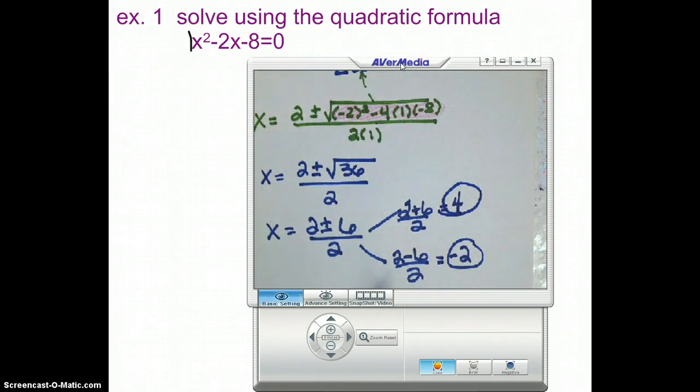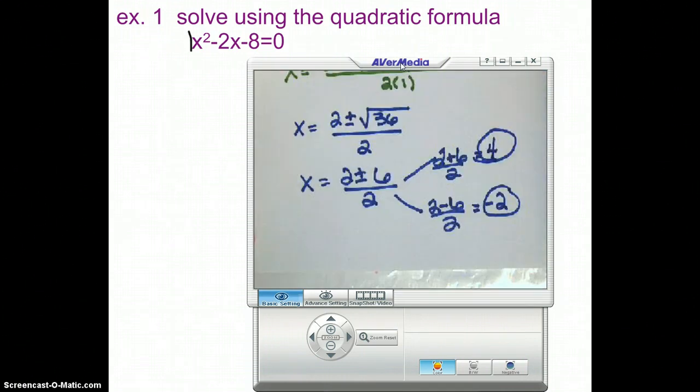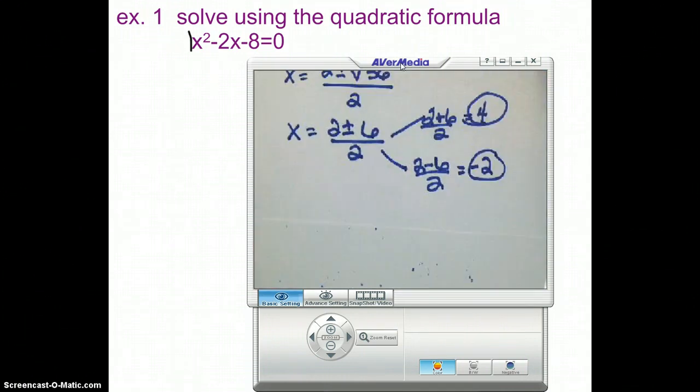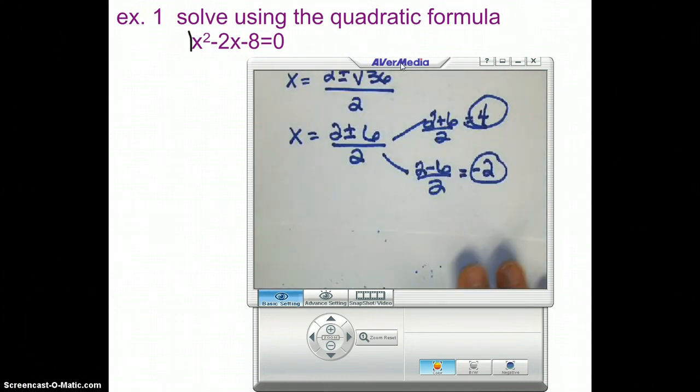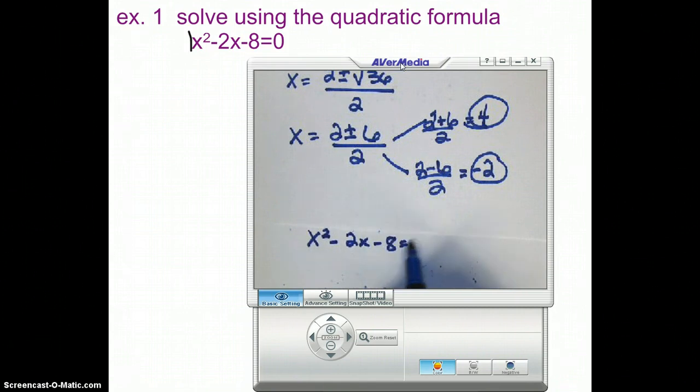So if I want to go through and actually deal with that answer, I'm going to have to take that 4 and negative 2 and actually put it right back in the equation. Make sure it fits. So here's my equation. I'm going to check it by plugging in 4.